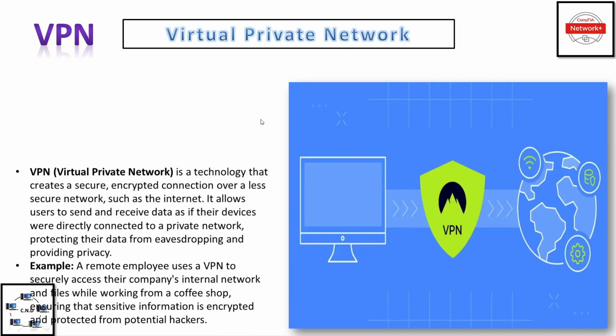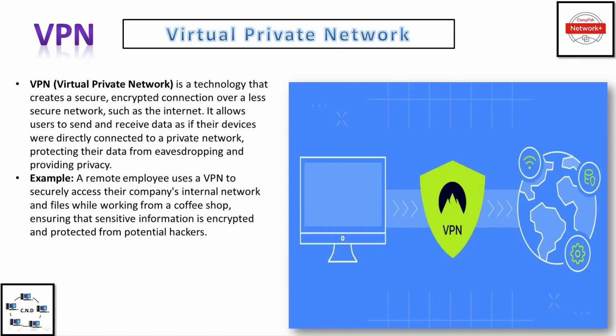VPN, Virtual Private Network. VPN, Virtual Private Network, is a technology that creates a secure, encrypted connection over a less secure network, such as the internet. It allows users to send and receive data as if their devices were directly connected to a private network, protecting their data from eavesdropping and providing privacy. For example, a remote employee uses a VPN to securely access their company's internal network and files while working from a coffee shop, ensuring that sensitive information is encrypted and protected from hackers.